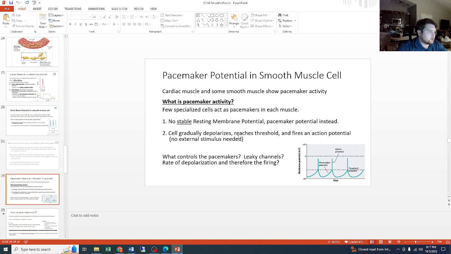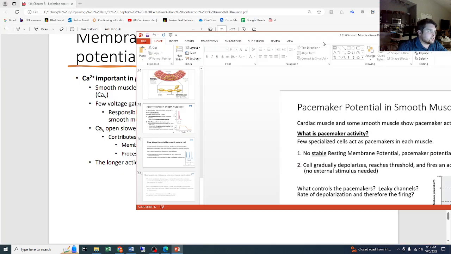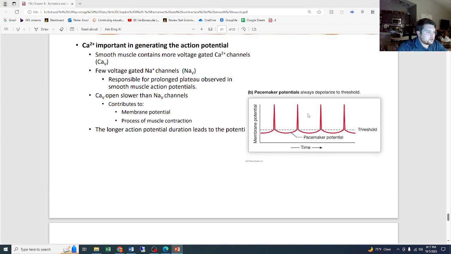The cell gradually depolarizes, reaches threshold, and fires an action potential with no external stimulus needed. So this is how, like, in the stomach, in the intestines, rather than the brain constantly sending signals, it's able to sort of do this on its own and have a nice steady pace of peristalsis. It's called peristalsis, the movement through these hollow organs.